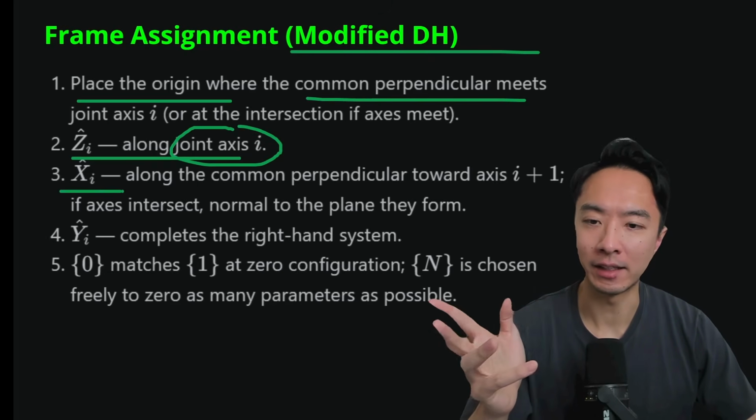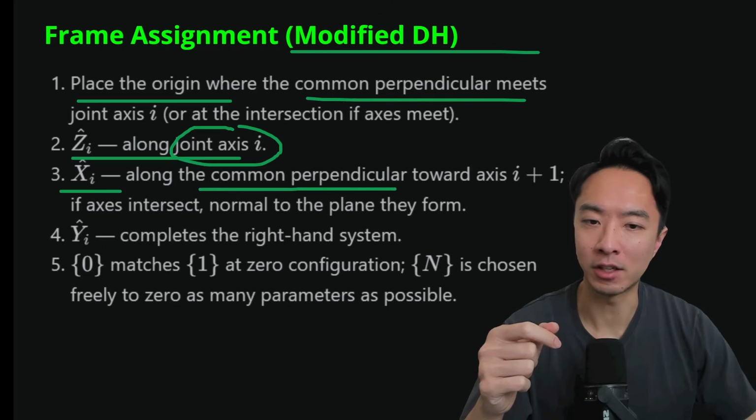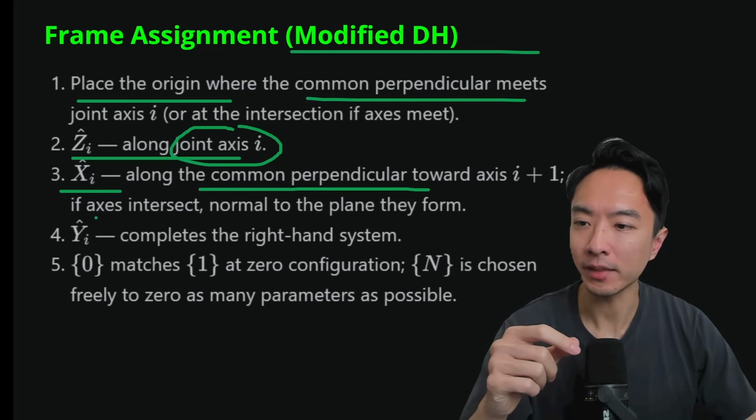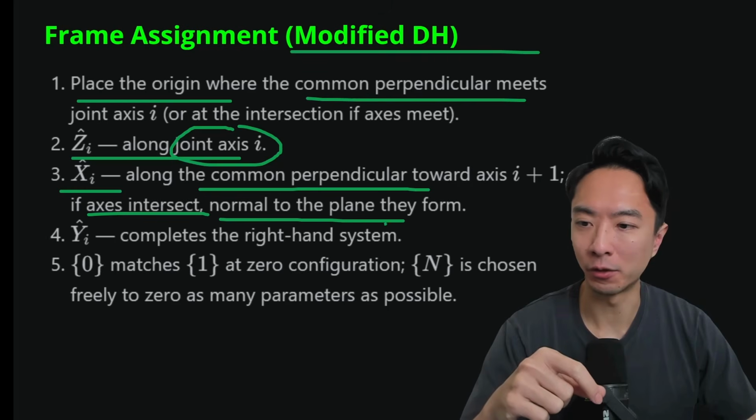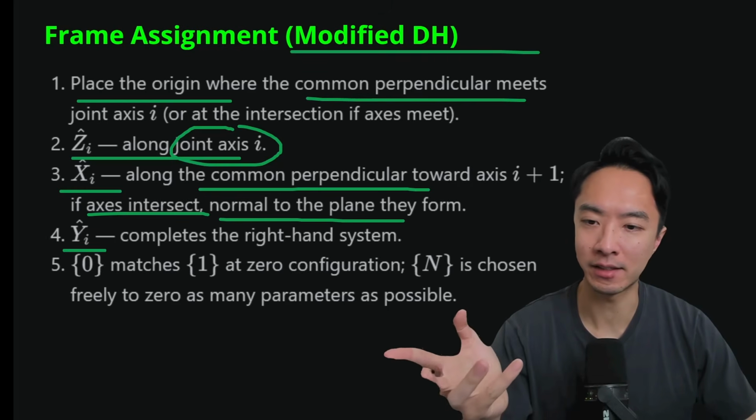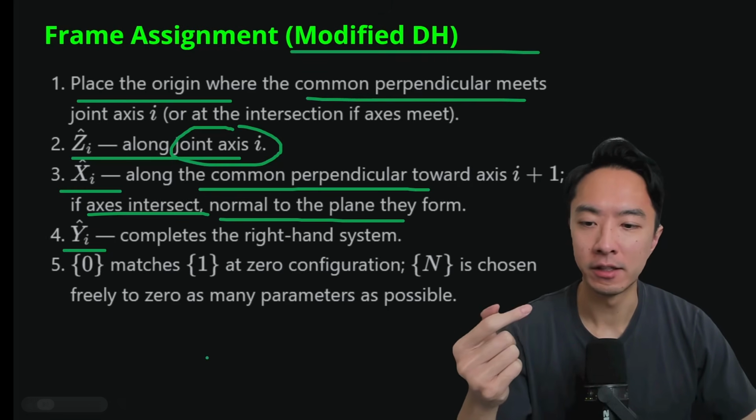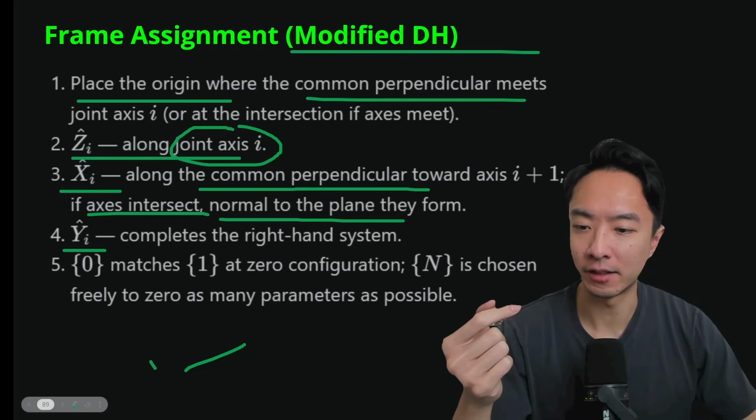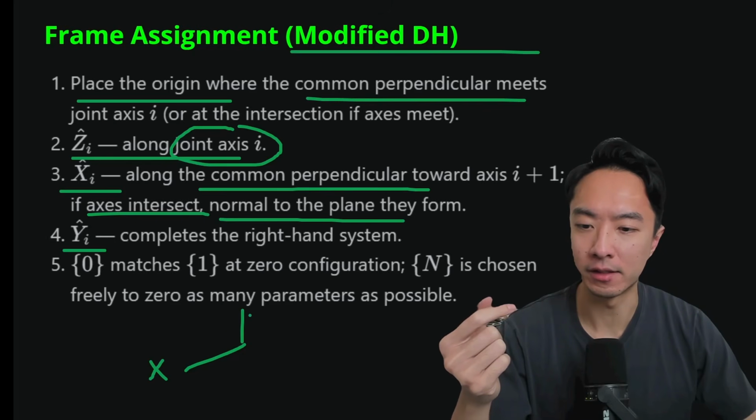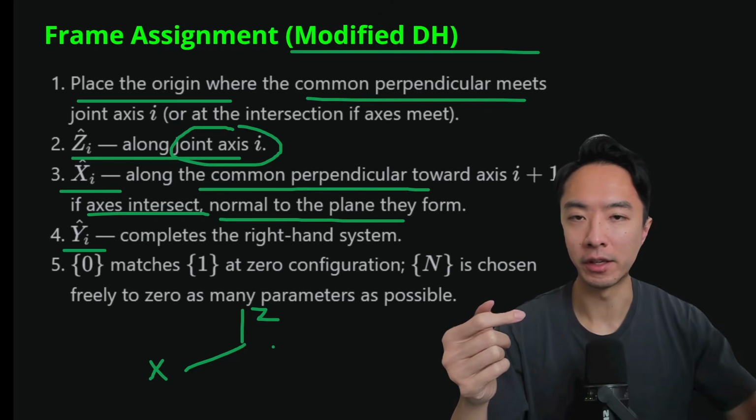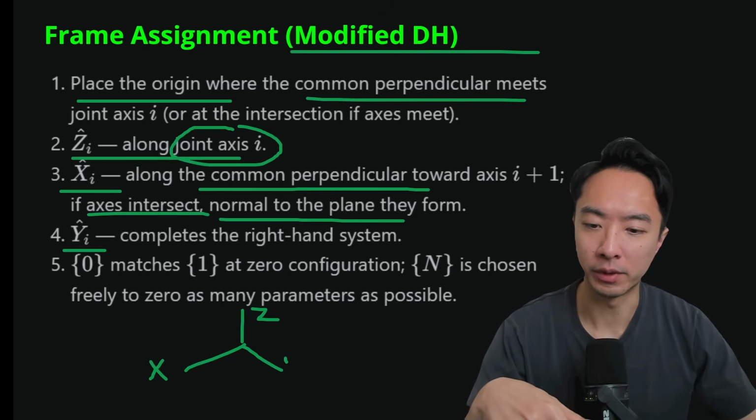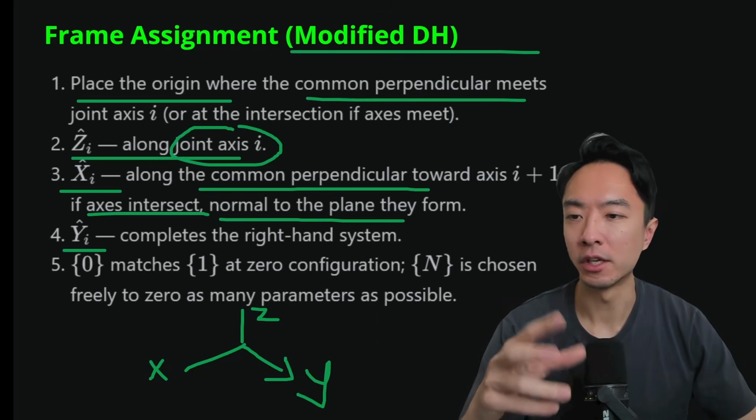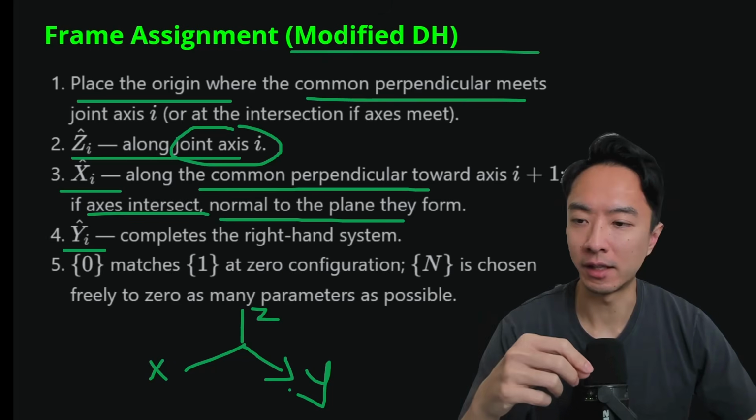We have the X_i axis. This is going to typically be the common perpendicular. And if the axes intersect, it's going to be normal to the plane they form. And then the Y_i axis by the right-hand rule. So if you have X here, and then Z here, then we know that X curl to Y, Z is up. So by right-hand rule, Y is going this way. So just use the right-hand rule to get the last axis.